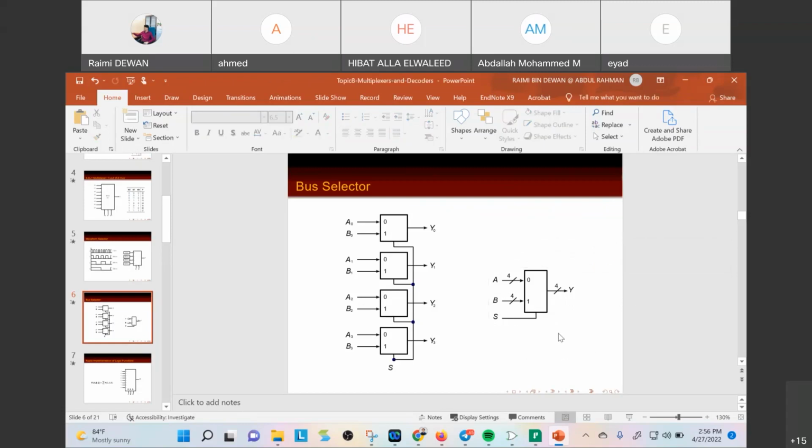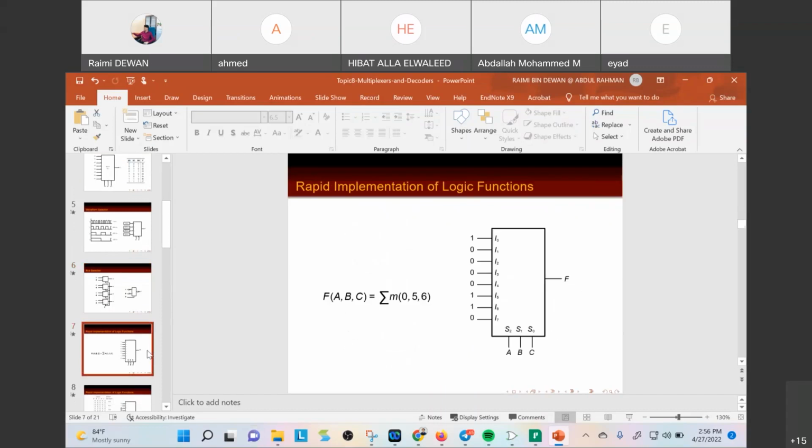So it means you have four possible inputs, A0, A1, A2, A3, and another four possible inputs of B. Then you have 4 possible outputs, which are Y0, Y1, Y2, Y3. So this is the way we simplify our representation. Okay. So rapid implementations of logic function.